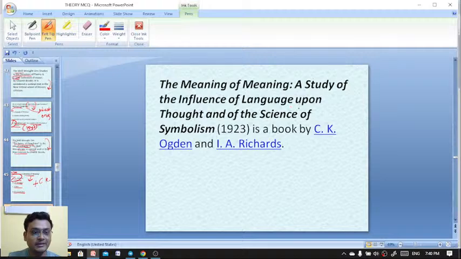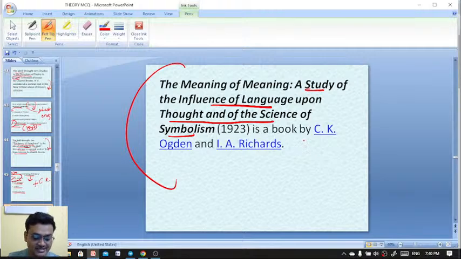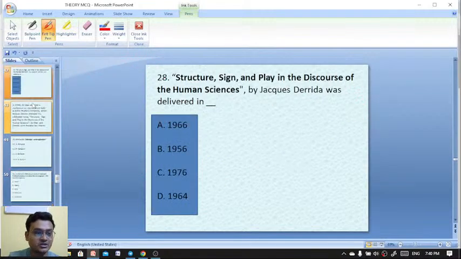Exactly, got it. The Meaning of Meaning: A Study of the Influence of Language upon Thought and of the Science of Symbolism is a book by C.K. Ogden and I.A. Richards. Exactly, I.A. Richards as well as C.K. Ogden, in collaboration.